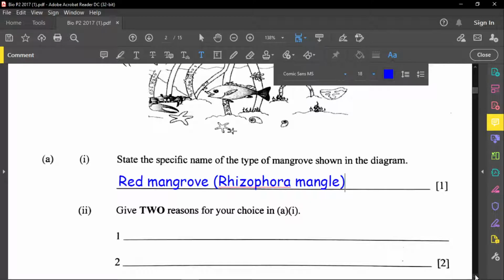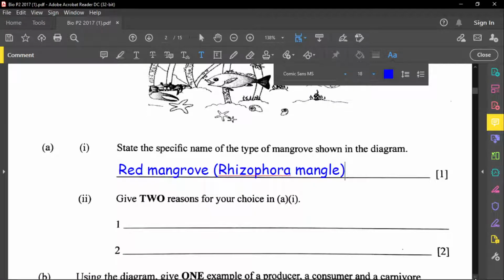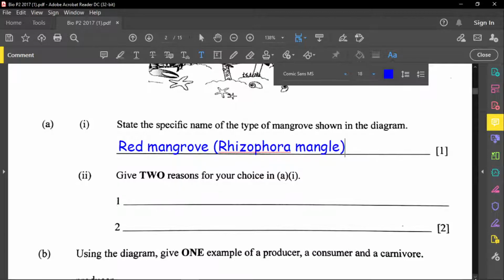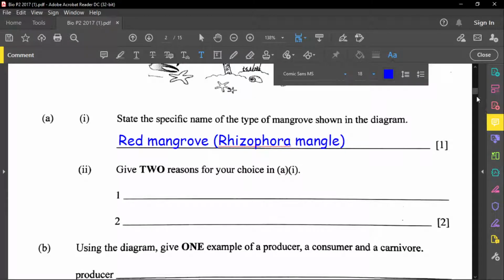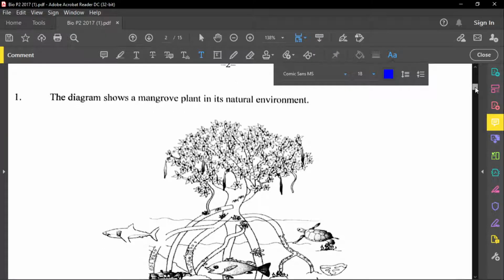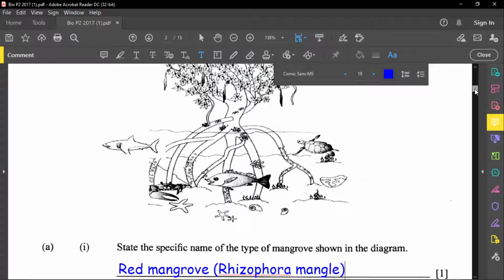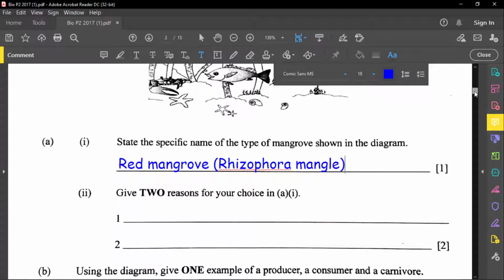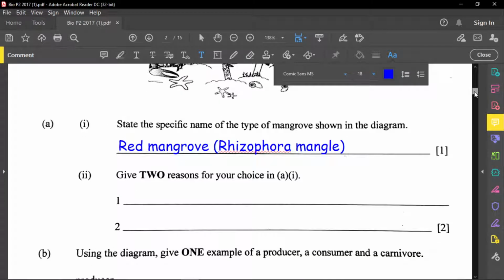Now, the other part of the question here, part 2 of A, it said give 2 reasons for your choice. And based on the plant, if you go back to it, you will realize the 2 most obvious things that are there are the type of fruit that is on the plant and also the rooting system. Unfortunately, you cannot see the leaf so clearly. If you can make out the leaf, then that will also be a good choice as well. And so I'm going to write 2 possible options here.